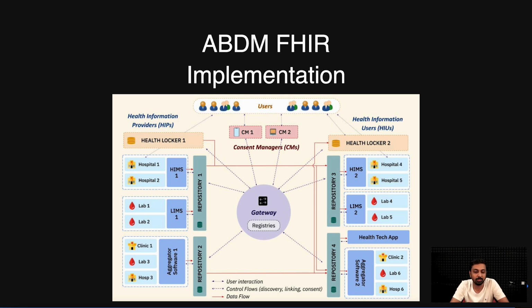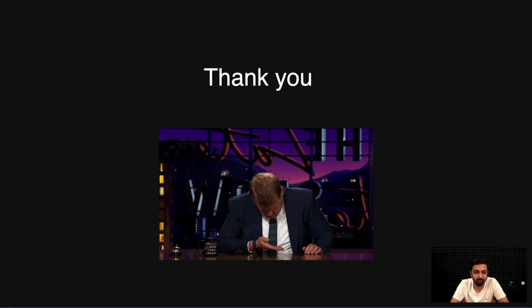Even your lab record, if you see, all have a standard way of storing the data, and these are connected to repositories. Now the repositories internally call each other using the gateways. So in total, ABDM is the implementation of FHIR protocols in India. You can think of this as how the government has implemented the unified identification, the Aadhaar card, digitally. Similarly, you can assume ABDM is doing the same for healthcare data. And that's all from my end for today.